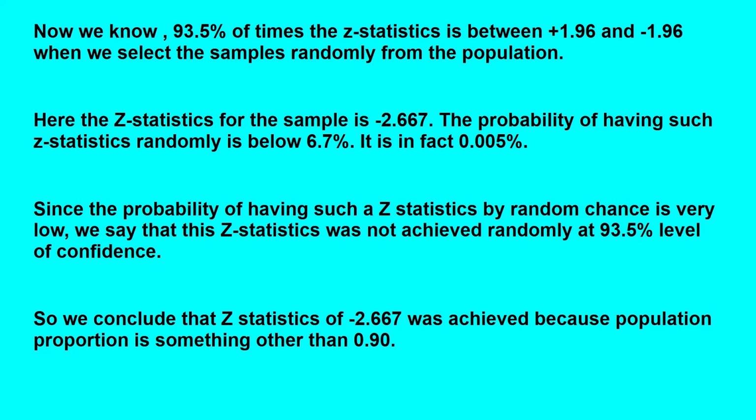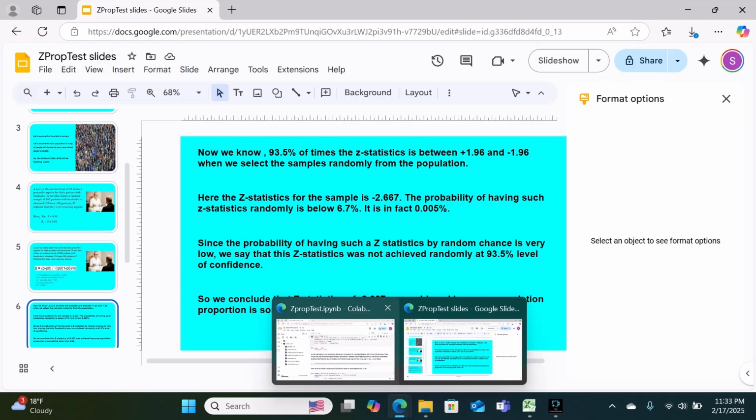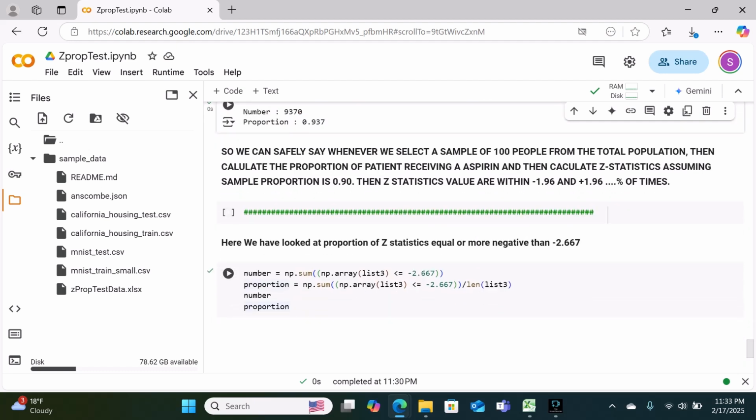Now we know 93.7% of the time the G statistic is between plus 1.96 and minus 1.96 when we select samples randomly from the population. Here the G statistic for the sample is minus 2.667. The probability of having such a G statistic randomly is below 6.5%. It is in fact 0.005%. We can go back to Google Colab and see that in a coding cell.